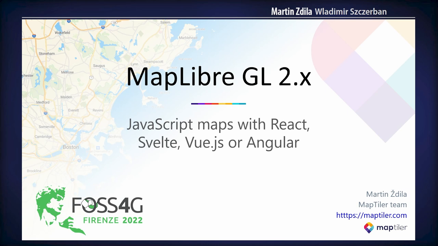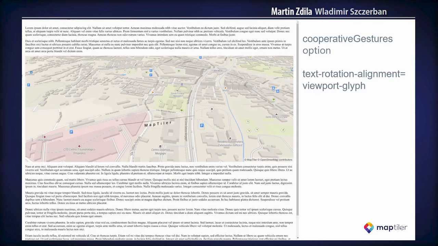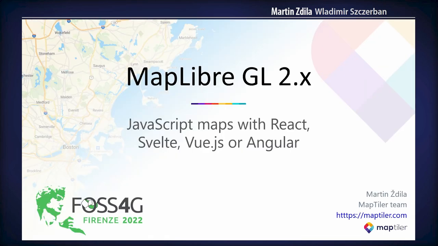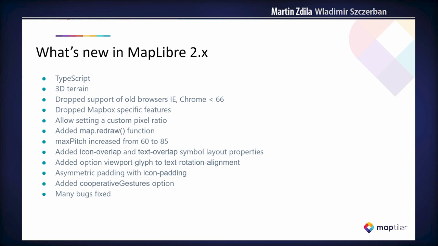Today, I will talk about MapLibre GL, what's new in version 2, most notably about 3D terrain support. And I will also show you how to integrate the MapLibre library with various frameworks like React, Svelte, Vue, or Angular. So let's start with what's new in MapLibre version 2.